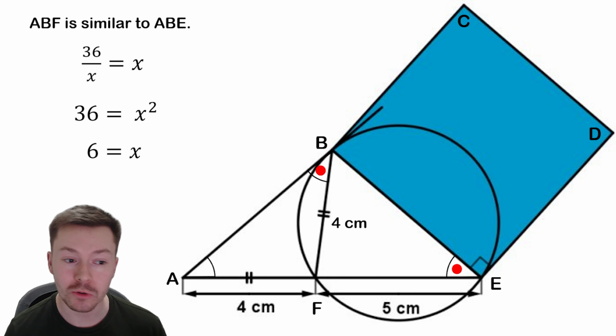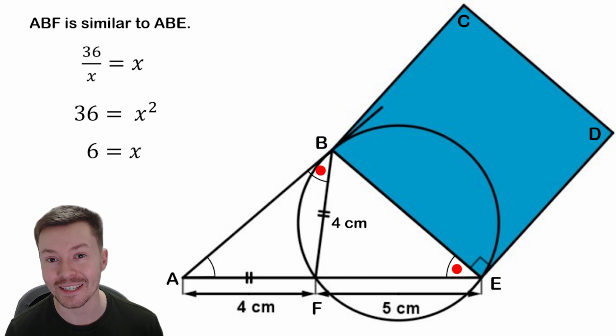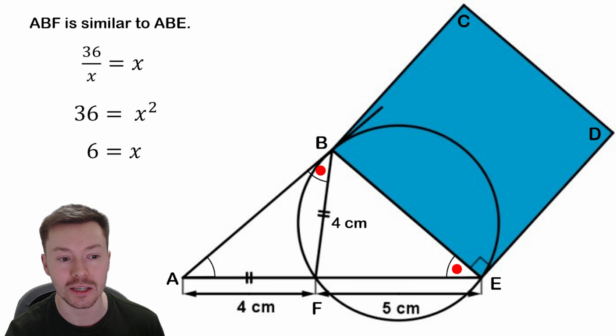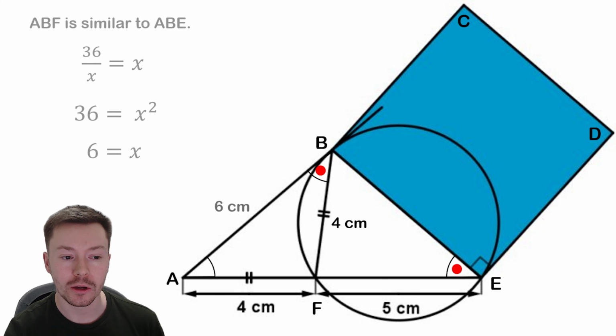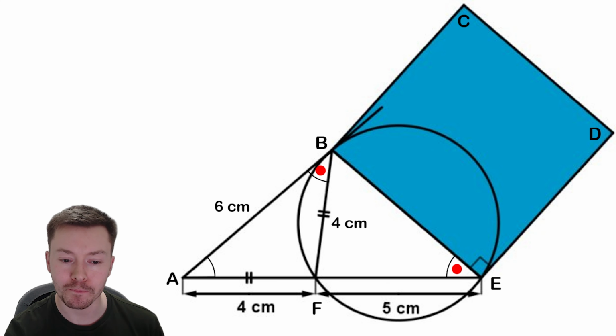Now, usually solving an equation where we've got squared, you would have the negative answer as well, but we know we can't have that because this is a length. So negative 6 is not a solution. 6 has to be the only solution here. Okay, put that on our diagram.